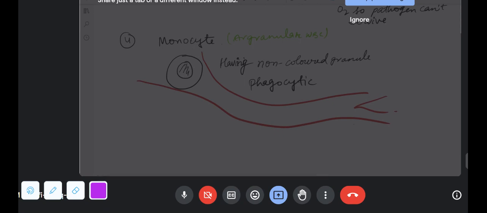And this is a site of injury. Suppose this is my skin, and here the injury happened. So here the bacteria came. Many bacteria are coming here, invading, and because of this, the macrophage, this monocyte, will come inside.